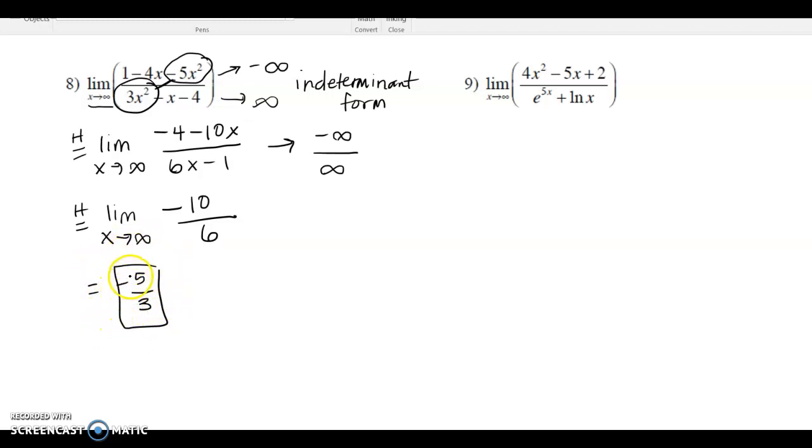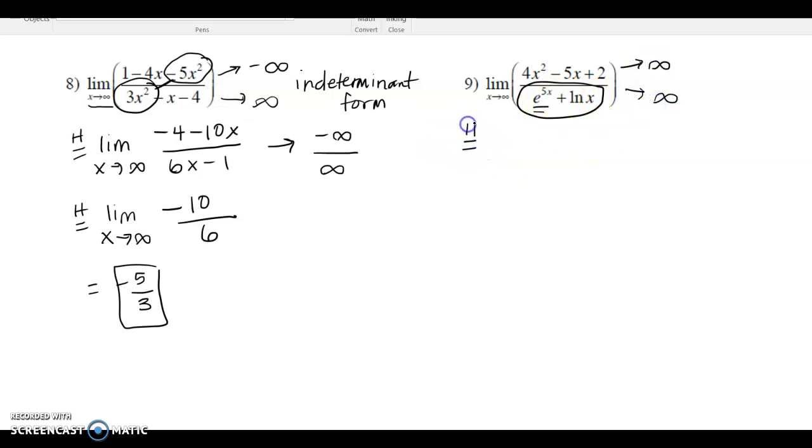But in some problems, like number 9, it's not as easy to tell. So if I don't have a polynomial in my numerator and denominator, that's going to be more complex. Now you can still use growth rates and think about which of these is top heavy or bottom heavy. This is going to be bottom heavy because exponential functions, e to the x, grow way faster than polynomial functions. But if you're not sure, again, try to use L'Hopital's rule. So if I evaluate this as x approaches infinity, that's going to approach infinity. And e to the infinity is also infinity.